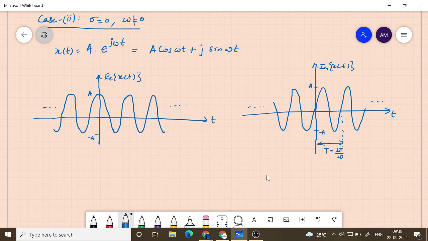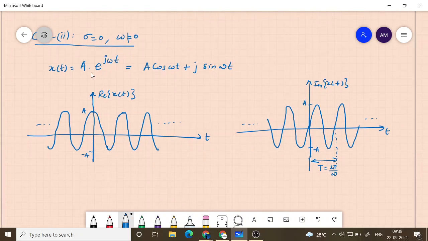There is a difference between omega positive and omega negative. If omega is a negative quantity, the real part will remain the same. The imaginary part will be flipped with respect to the horizontal axis, that is the time axis. That means instead of it going up like this, it will go down. That will be the only difference. This particular one is for omega less than 0, and the blue is for omega greater than 0.